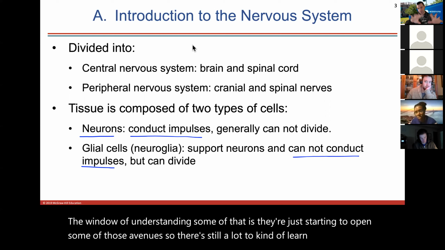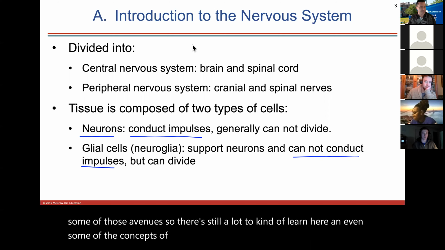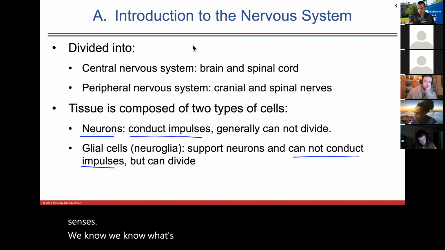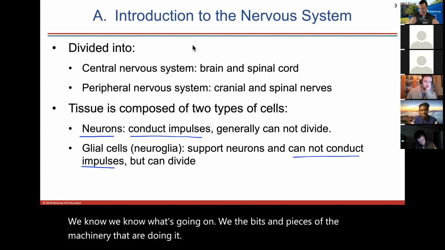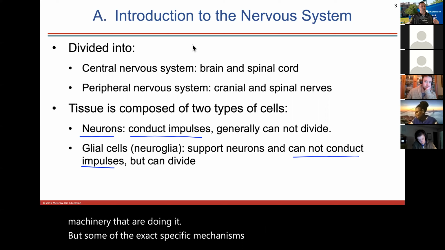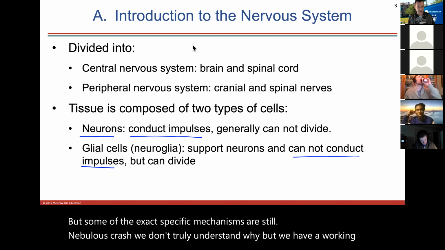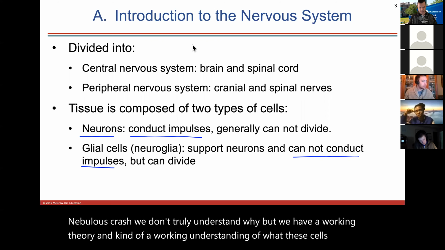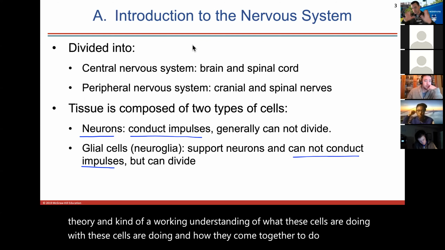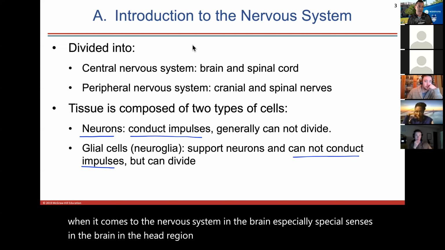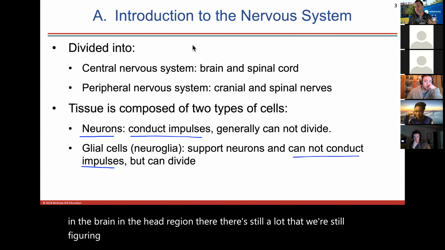And even some of the concepts of physiology, especially when we get to special senses, we know what's going on. We know the bits and pieces of the machinery that are doing it. But some of the exact specific mechanisms are still nebulous, grayish. We don't truly understand why, but we have a working theory and a working understanding of what these cells are doing, and how they come together to do stuff. So when it comes to the nervous system in the brain, especially special senses in the head region, there's still a lot that we're still figuring out. So, all of this is pretty cool stuff.